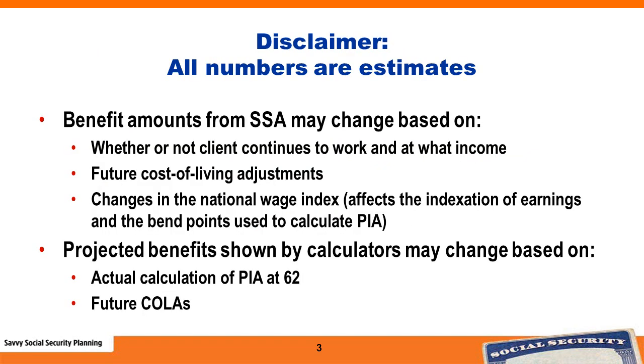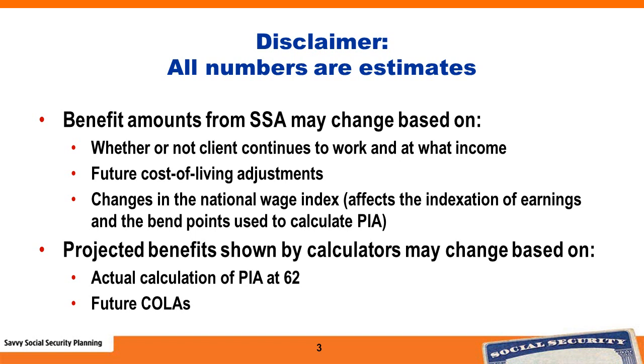First, I must remind you to remind your clients that you will not be working with precise numbers. All benefit estimates issued by the Social Security Administration are somewhat rough, and the further away a person is from eligibility age, the rougher those estimates are. A person's exact benefit remains unknown until the person actually applies for Social Security at age 62 or later.